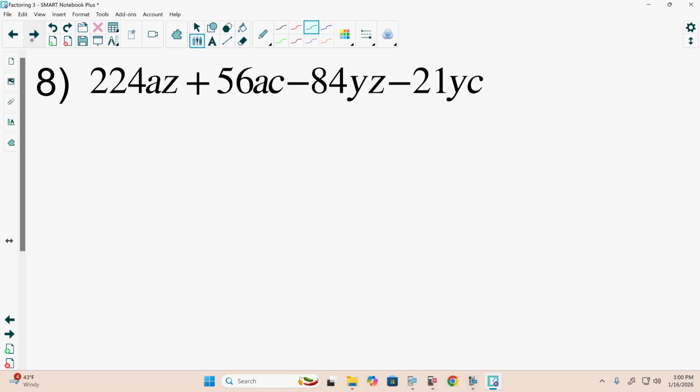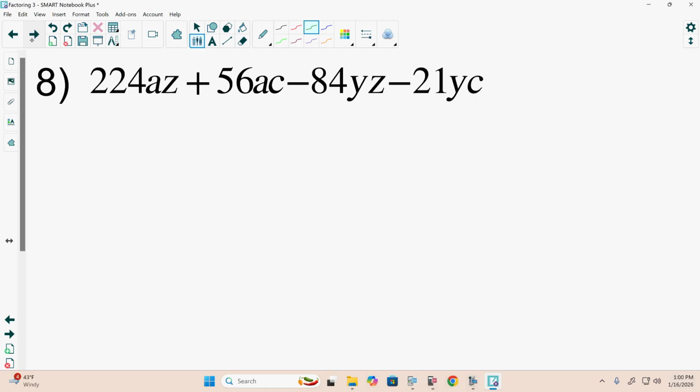244az plus 56ac minus 84yz minus 21yc. These are some really big numbers, yes? Because up to this point, most of what we've been doing, it's easy to see greatest common factor. It's able to see our greatest common factor among each set of terms. Nice and easy to work with. These, it's a little bit harder. Yes?